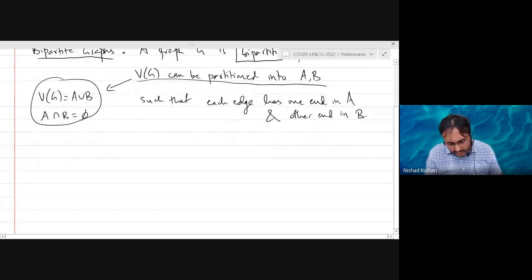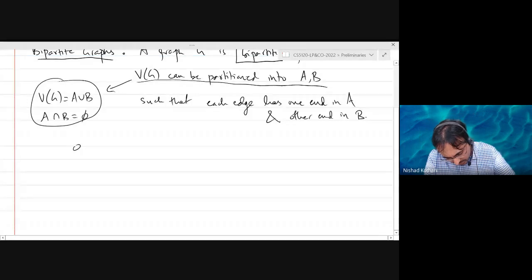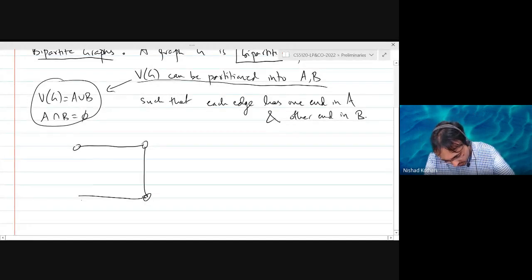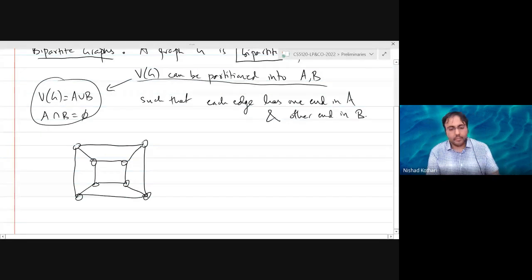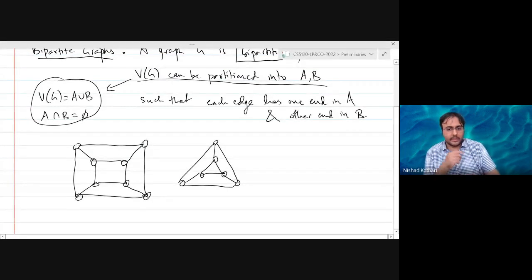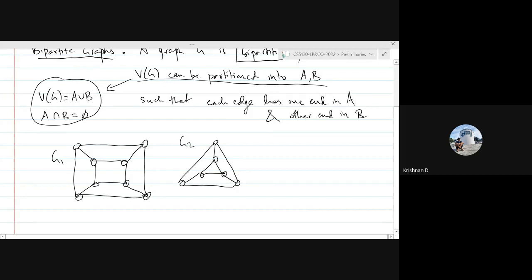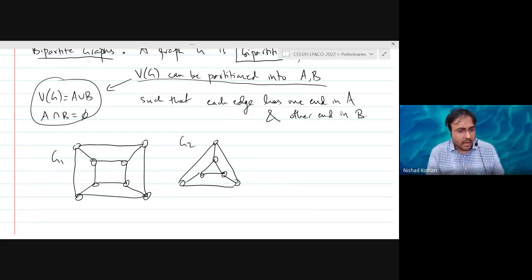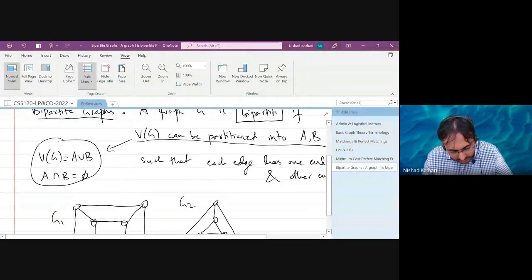There is a better way to think about it. So here are some examples. Let's see one, and maybe I'll make one more. Which ones of these are bipartite? Supposing these are G1 and G2, which ones of these are bipartite? G1 is bipartite, G2 is not. G1 is bipartite. And one way to see that is to actually color the vertices.